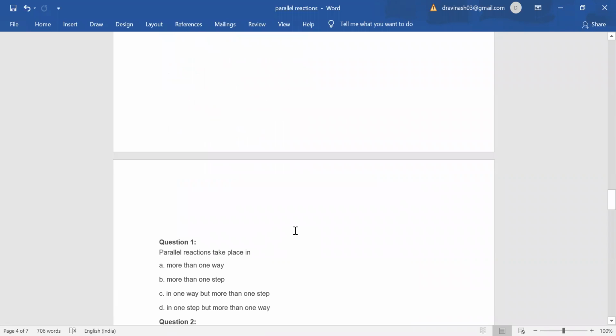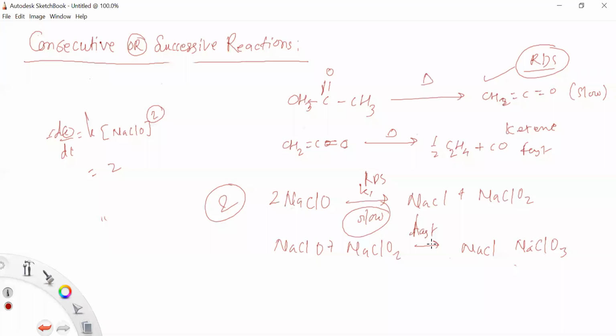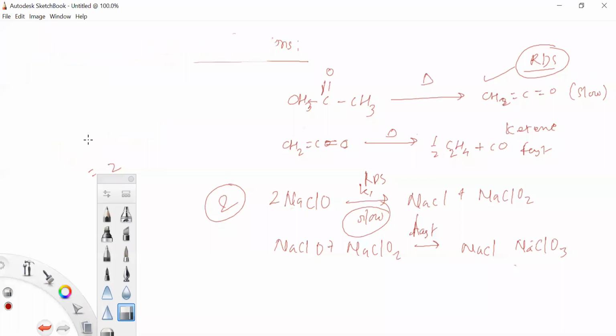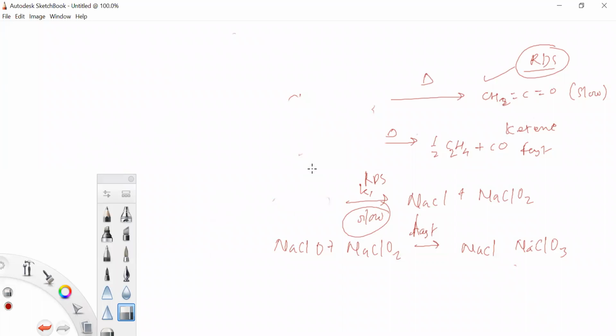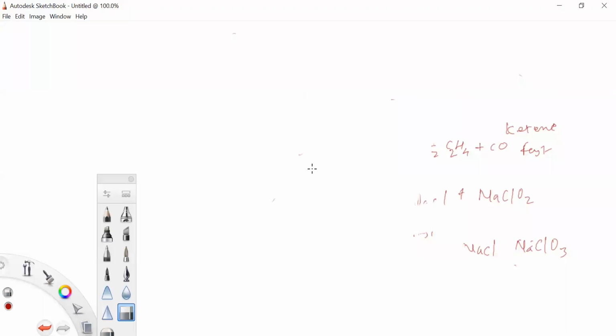Okay. Now the next part is the chain reactions. Here your consecutive or successive reactions end. The next part is the chain reactions. This chain reaction is a very important reaction. What is meant by chain reactions? Chain reactions are those which proceed in a series, reactions which are formed in a series or performed in a series. Those reactions are called chain reactions.